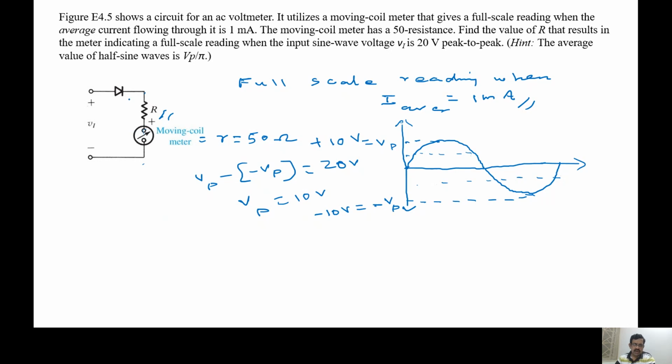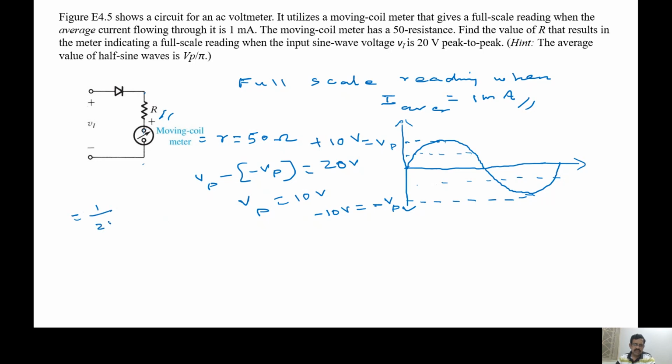So I need to use all DC values. Only then will I be able to find the resistance, because I will know the voltage drop across this. Then I will be able to know it when the diode is conducting, right? Which means it will be plus 10 here. So the hint is given: the average value of half sine waves is Vp by pi. That is very easy to deduce.